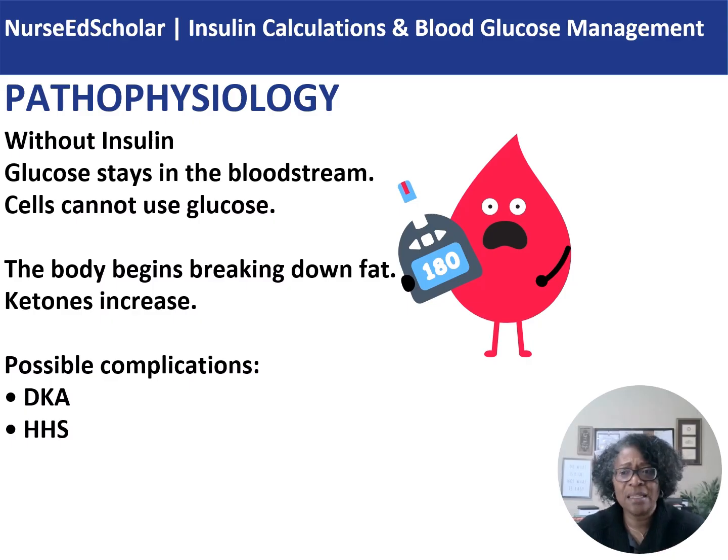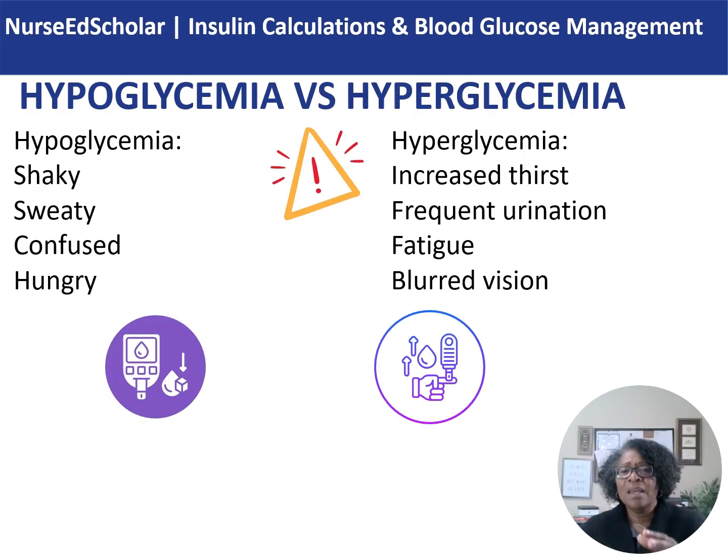Okay, but let's look at the signs and symptoms of hyperglycemia and actually hypoglycemia. All righty. So let's just say your patient either receives too much insulin or doesn't eat enough. Okay. So they'll develop hypoglycemia, and signs that they may exhibit would be shakiness, they may be sweating, they may get confused, they may even be hungry.